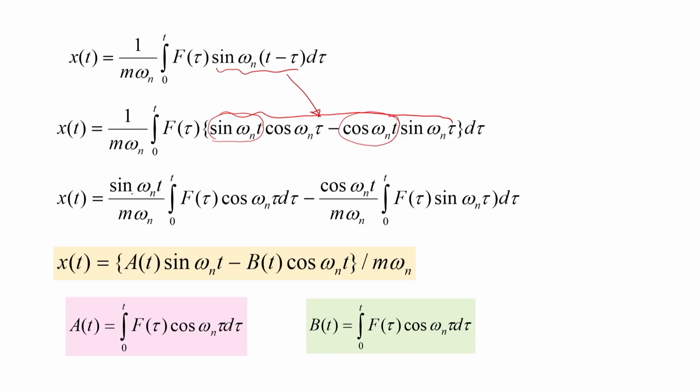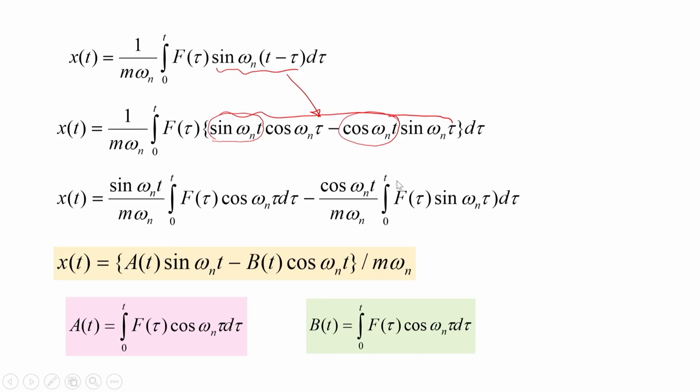So I can write x(t) equal to sine omega n t divided by m omega n, integration 0 to t f(tau) cos omega n tau d tau, minus cos omega n t divided by m omega n, integration f(tau) into sine omega n tau d tau, integration 0 to t. Now you can see this integral, I can take it as a function of t. So I have written A(t), and then sine omega n t is there. m omega n is a common term, so I will divide it later.